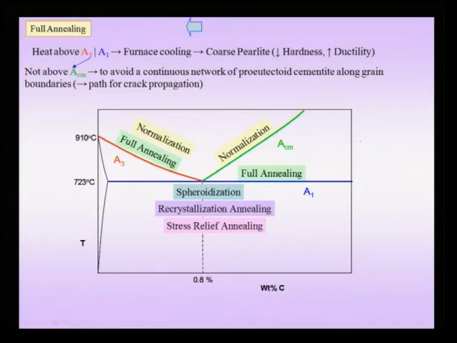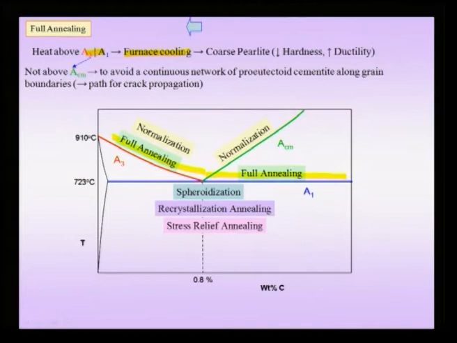Now, what is full annealing? In full annealing, we heat above the A3 or A1 line, like we have seen here. We heat in this regime. So, this is my A3 line for the hypoeutectoid steels and A1 line for the hypereutectoid steels. We basically carry out a furnace cooling. That means we cool very slowly, and you have seen that we get a cooling rate of the order of 10 power minus 3 or so Kelvin per second.